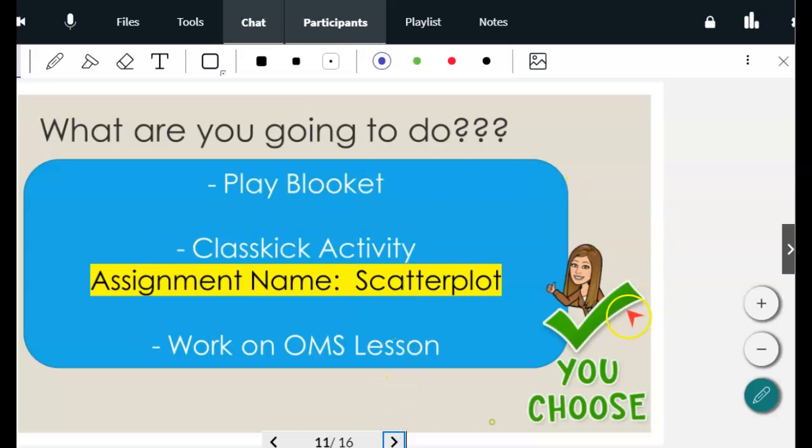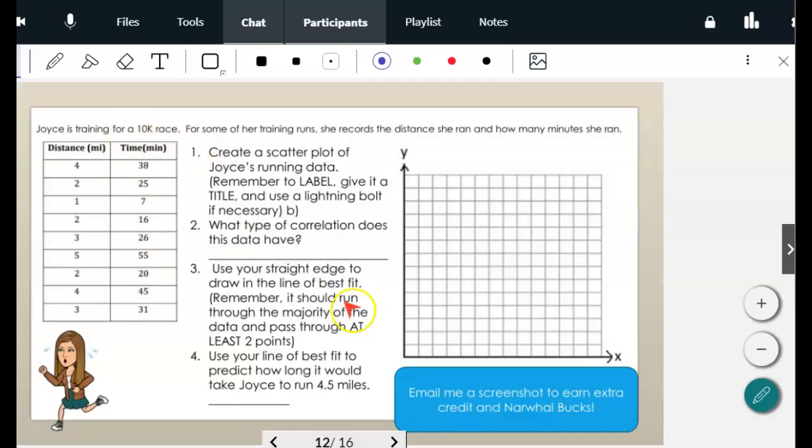All right, so there is a class kick that you can complete. You'll need to send me a screenshot once it's completed to earn extra credit and Narwhal Bucks. So please make sure you do that to earn those points.